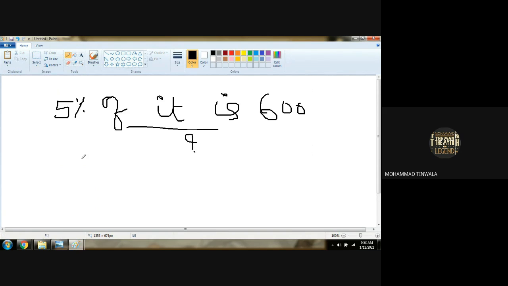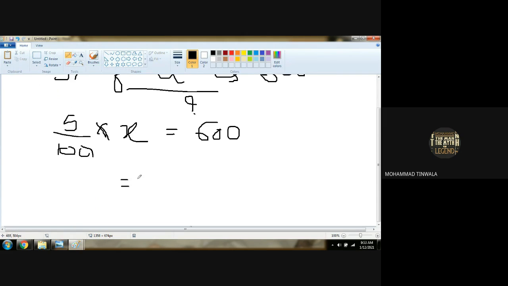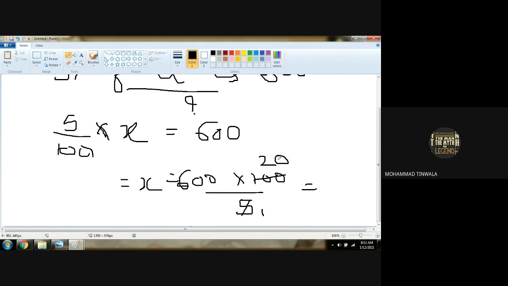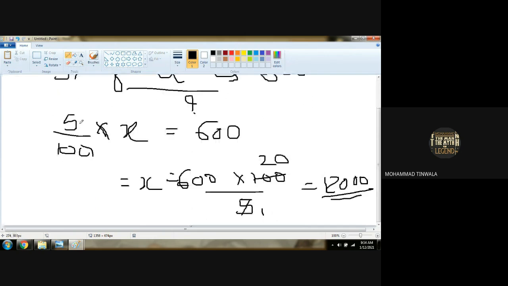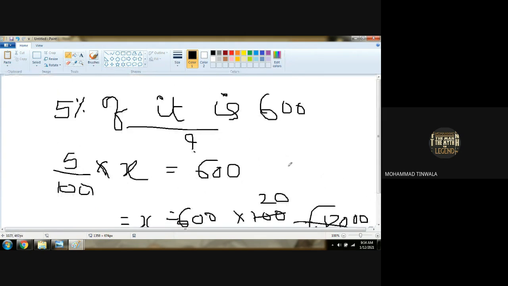So by getting X over here, let's suppose X, it will be multiplied by X is equal to 600. Now finding X on one side, 600 will be multiplied by 100 upon 5. 5 ones are 5, 5 twenties are 100. So 600 multiplied by 20, the value will be 12,000. So 5% of 12,000 is 600.